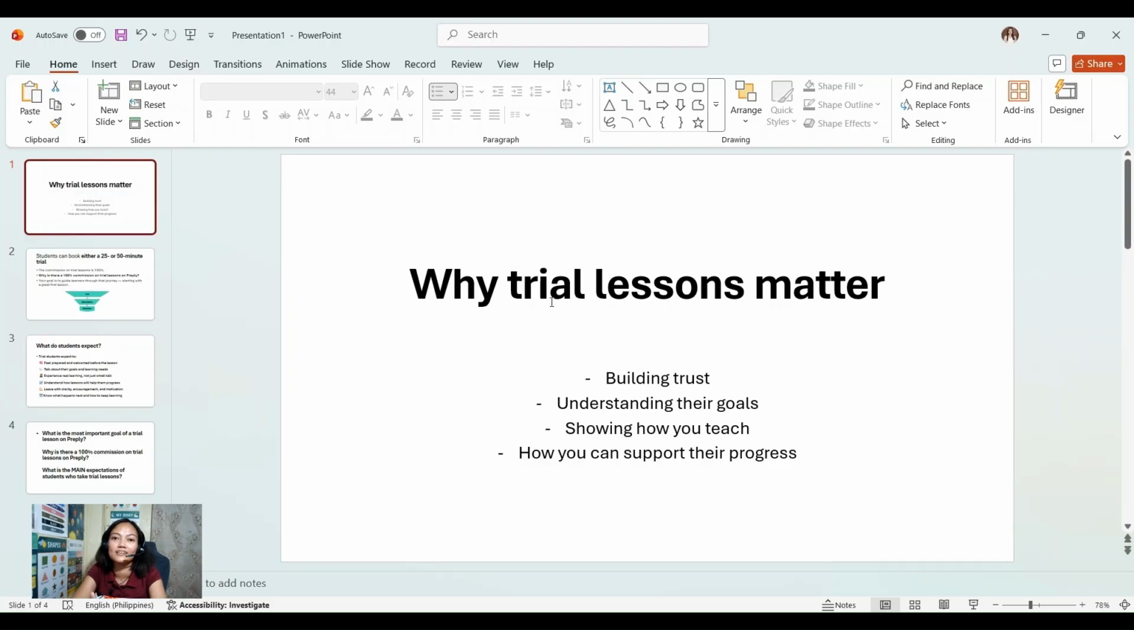Of course, a trial lesson isn't just the first meeting, right? It's the moment your teaching journey with a new student begins. Yes. On Preply, a trial lesson is a student's first one-on-one session with you. So it's where you start building trust, understanding their goals, showing how you teach and how you can support their progress. That's why it's very important that you give your best if it's a trial lesson.